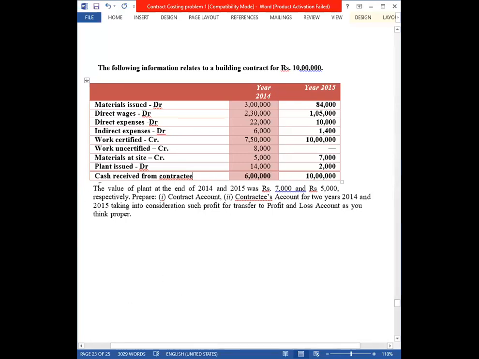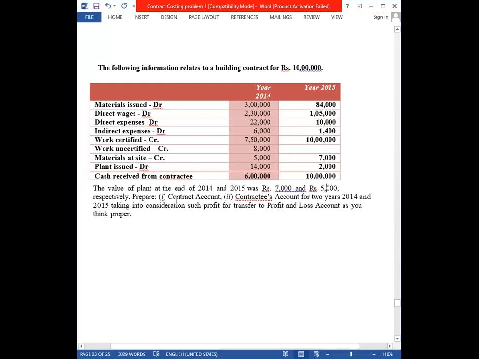Next, what is the information given? The information is the value of plant at the end. That means they have given the closing balance of the plant for the year 2014 and for the year 2015. At the end of 2014, the value is 7,000. At the end of 2015, the value of plant is 5,000.